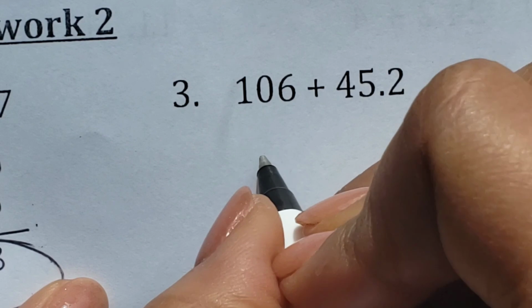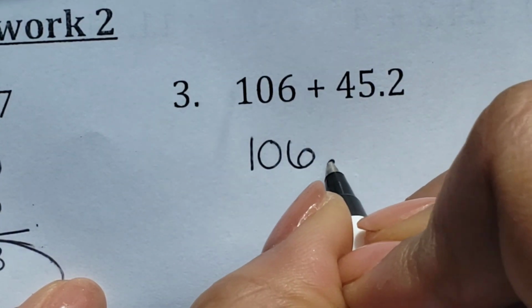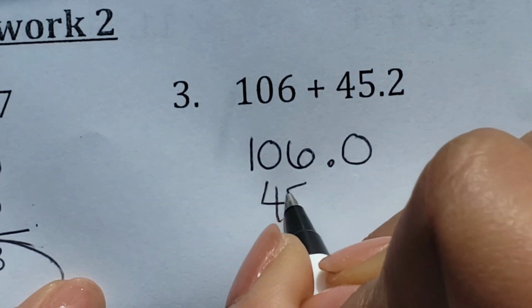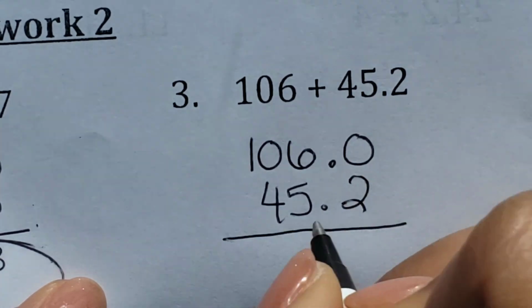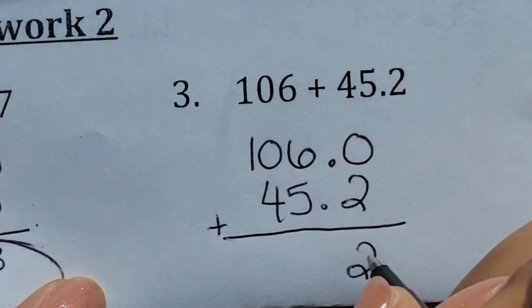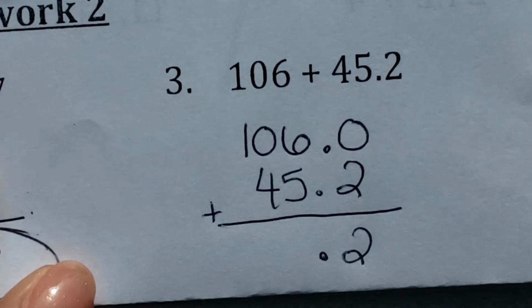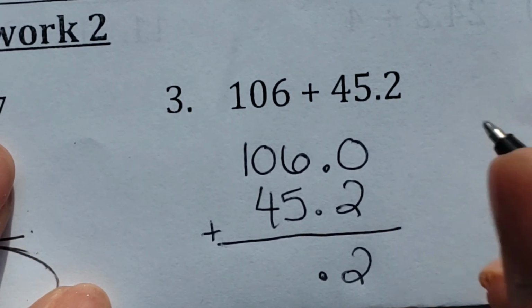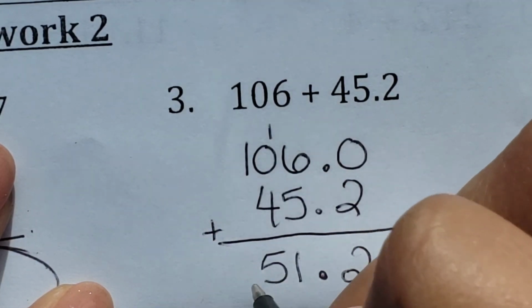All right, number 3. I'm going to make sure I put one extra zero at the end of that 106 and make sure that 45.2 lines up. Again, I'm going to add straight down and I'm going to be left with 151.2.